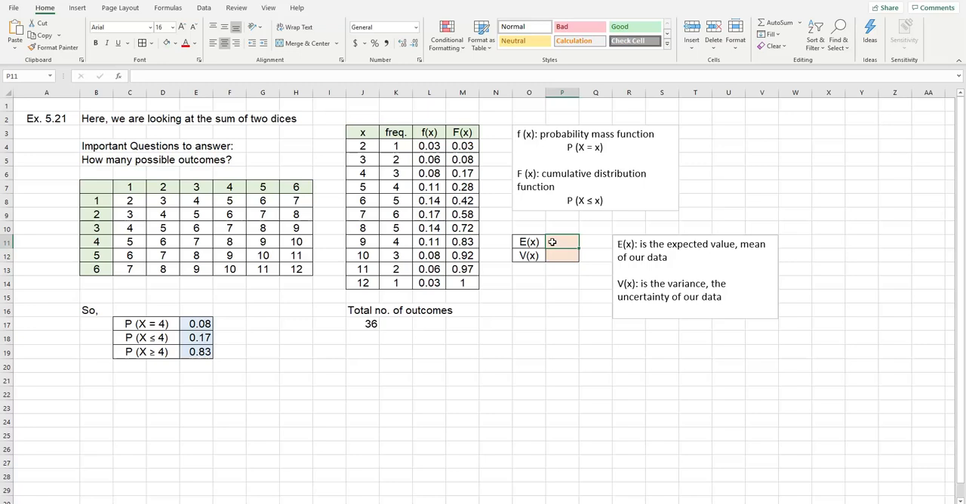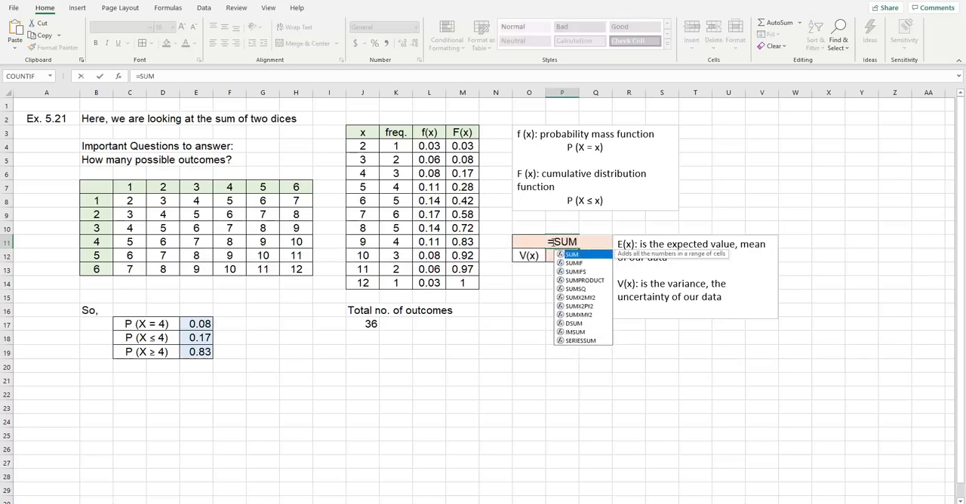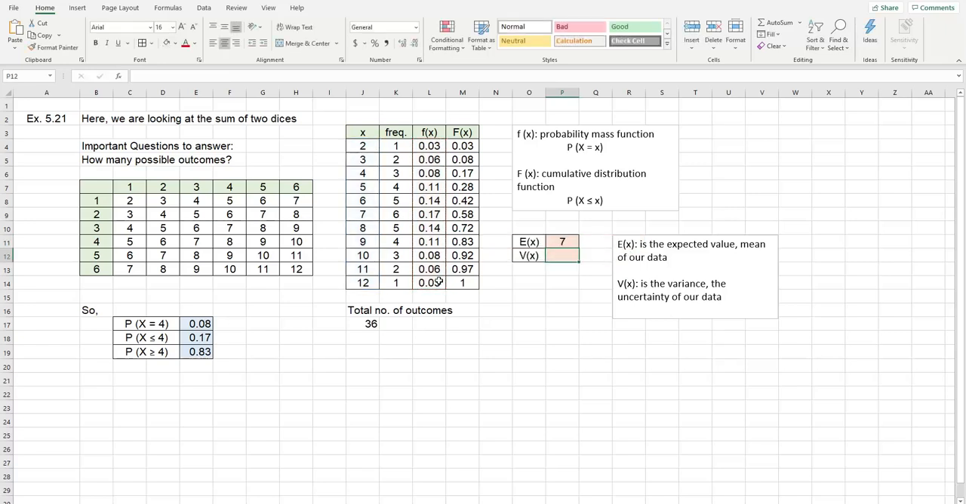Now, moving on, we have expected value, which is the mean of our data. To calculate the mean, we would use SUMPRODUCT, and then take our x values and our frequencies. That would give us the expected value of 7. So for our data set, the expected value is 7.